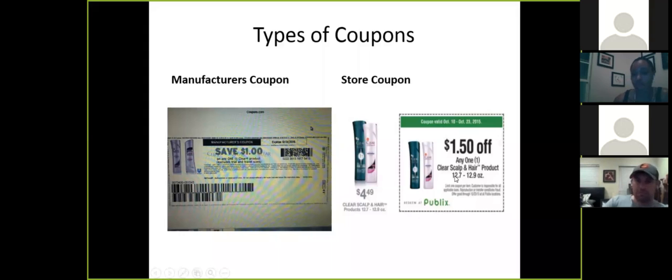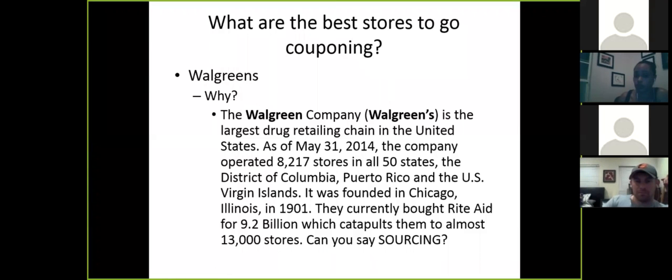Stores to go couponing in. And I find that Walgreens is one of the best stores. Walgreens was founded in 1901, so it's a pretty profitable company, and they've been around for a while. They just acquired Rite Aid, so they bought Rite Aid for $9.2 billion. Now they have about 13,000 stores in Puerto Rico and all over the U.S. So I would say Walgreens is probably one of the best sources.